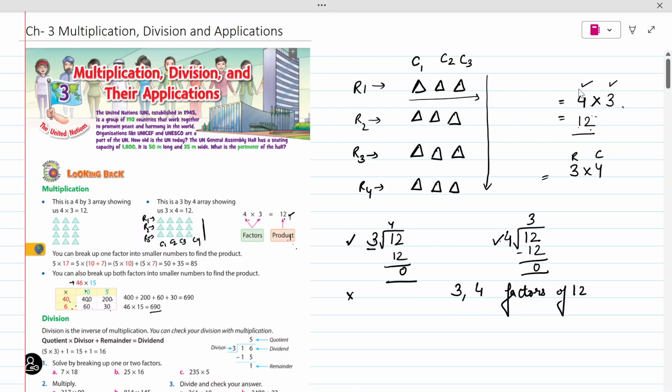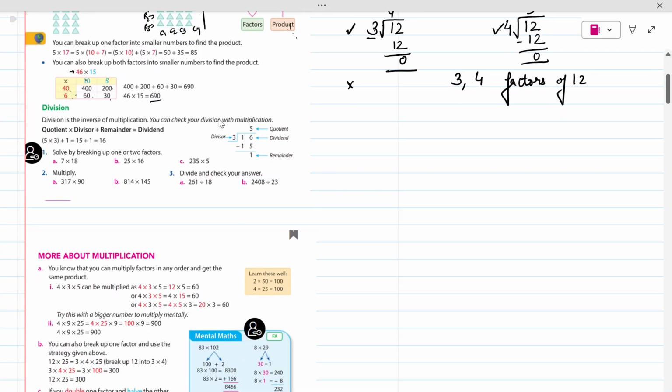So now, this is multiplication, which we have already done in grade 4. Now coming to division. In division, this is simple, but what we have here is that they have given the example of 16 and they are dividing it by 3.